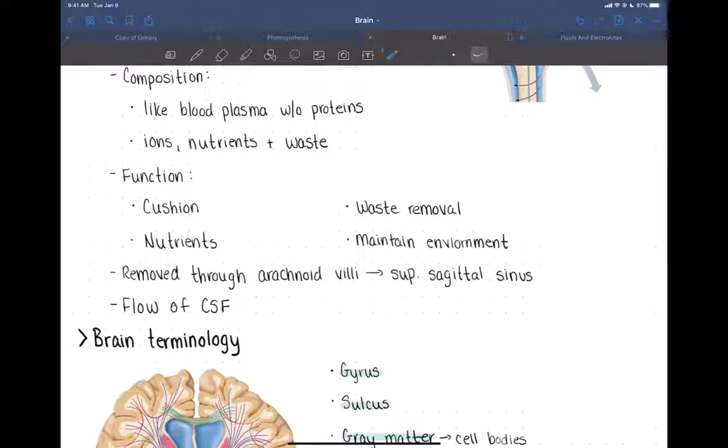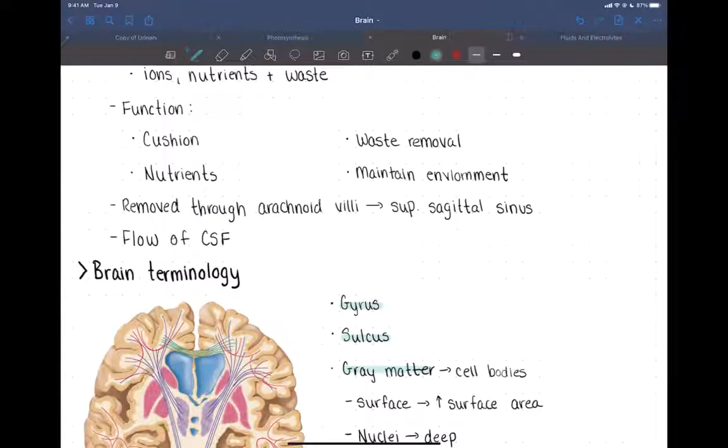Remember that blood-brain barrier we talked about? It's very strictly regulated what's in that CSF and what's in the environment around the brain. Okay, good.